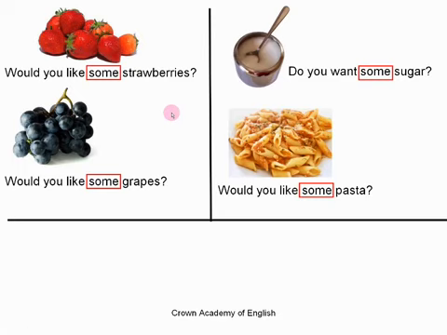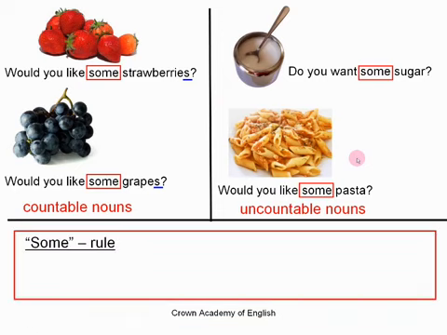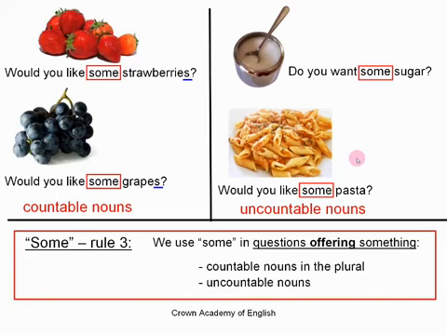And so we use the word some for countable nouns in the plural, always in the plural. We never use the word some for countable nouns in the singular, only the plural. And on the right, again, these are uncountable nouns. So, rule 3, we use some in questions offering something for countable nouns in the plural and uncountable nouns.